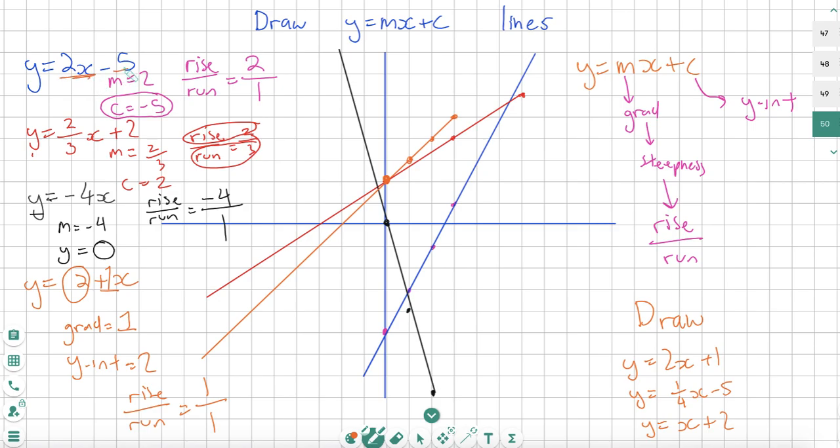So gradient, y-intercept, gradient, y-intercept, gradient, no y-intercept, so that means the y-intercept is 0. And the last one, the gradient is at the end because it's 1x, and the y-intercept is 2. Let me know if you have any questions of that one, guys. And here you can try some of these questions all by yourself.